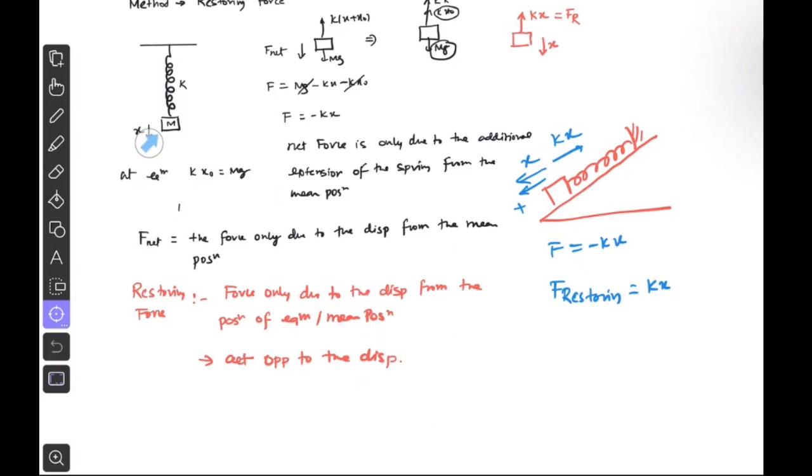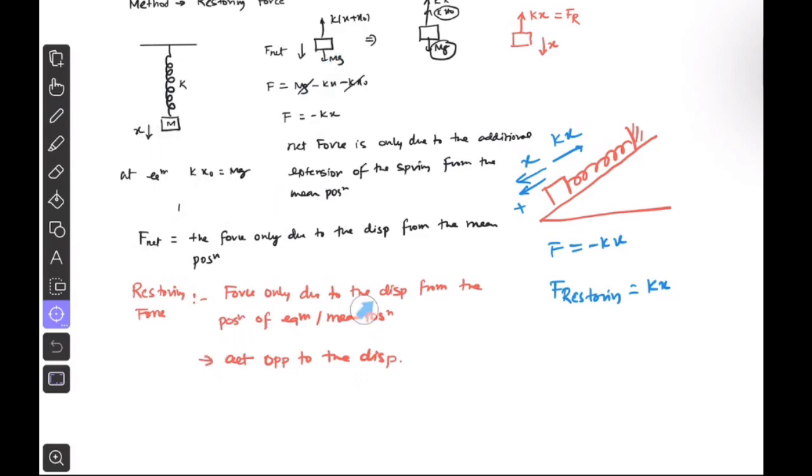Then I provide a displacement x to the block in the down direction. The new extension the spring will have will be x plus x naught. So the spring force that will act will be k(x plus x naught), with mg acting down. In finding the net force in the direction of the displacement, which is down, it will be mg minus k(x plus x naught). So kx naught will be cancelling mg. So the net force, you see, is only due to the displacement x given to this block, no?